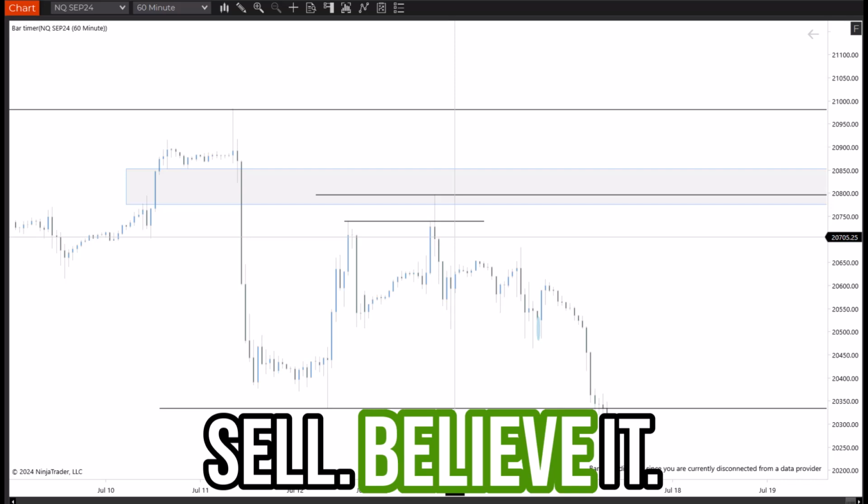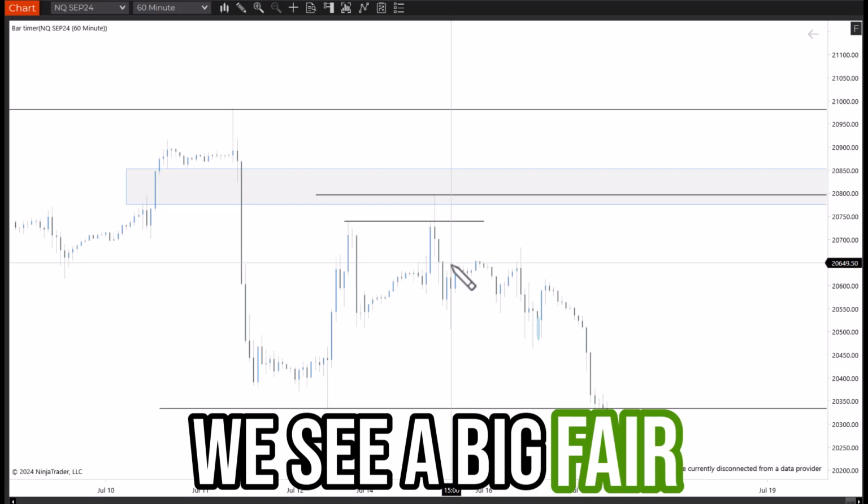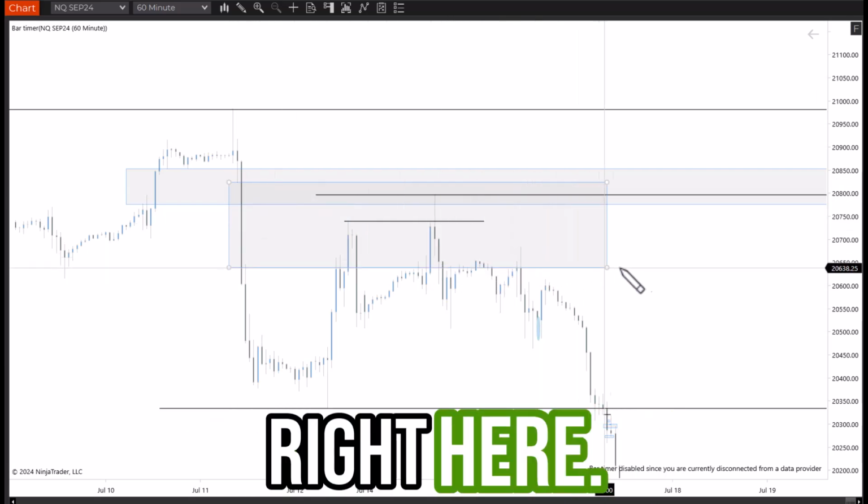Believe it. So next thing we're going to look for are fair value gaps. We see a big fair value gap, right? Off to our left right here.